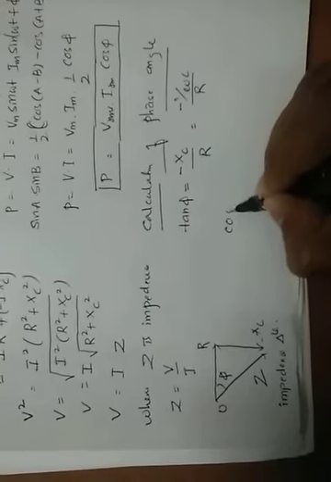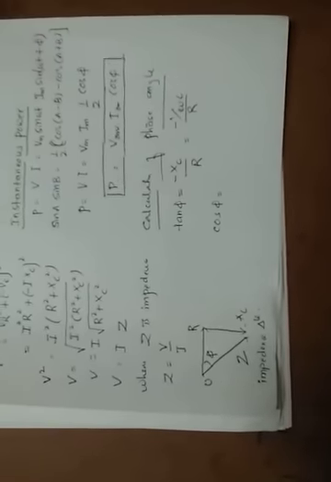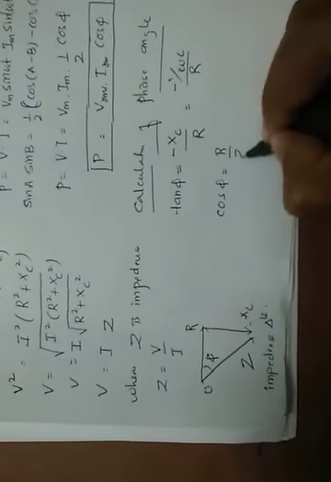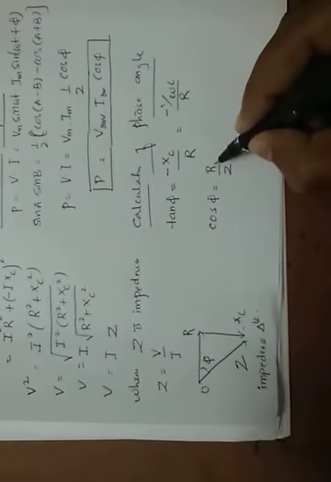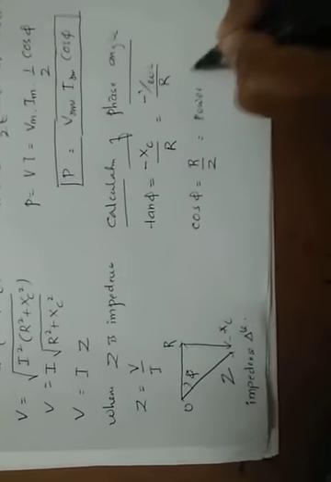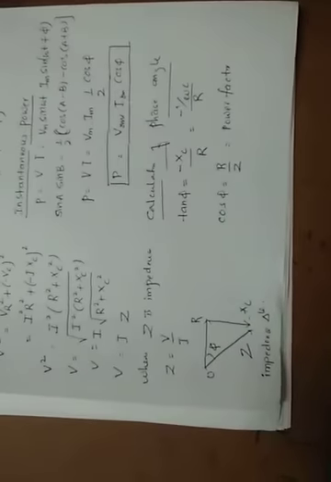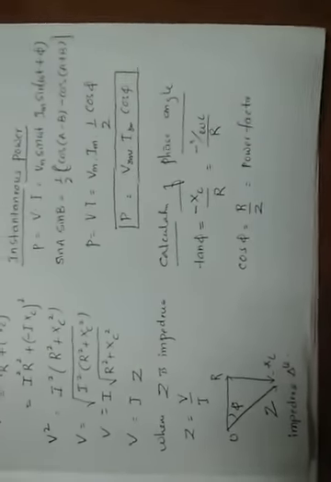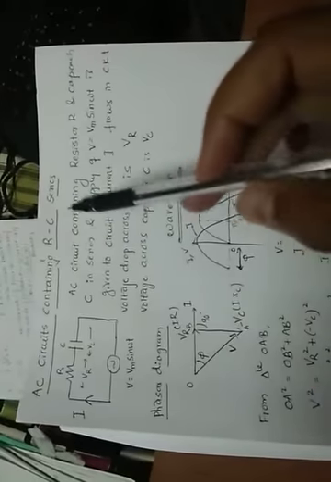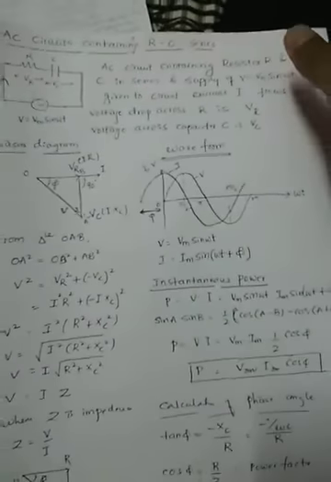Similarly we can calculate cos phi also. Cos phi is nothing but adjacent by hypotenuse, which is R by Z, R by impedance. Cos phi is nothing but the power factor. We'll study power factor later. Like this we have to get the phase angle calculation and the power factor calculation. Like this we have to get the equations. It is about the AC circuit containing RC series. It's a derivation. Just note this down and you'll get the idea.